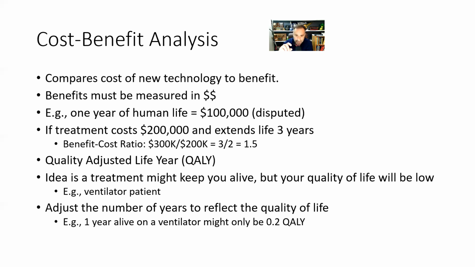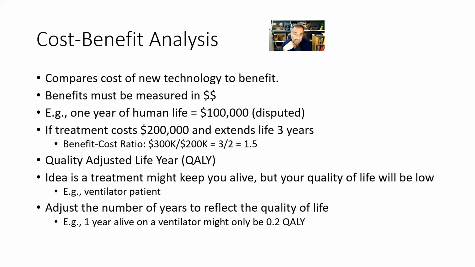So typically even though it's called a cost benefit analysis, we wind up with a benefit cost ratio where we put the benefit in the numerator and the cost in the denominator. And we say, if it's greater than 1, right? So in this case, if we have a $300,000 benefit, if we extend life for 3 years, assuming a life is $100,000 a year, and that's kind of the standard economic assumption. So if we can extend life by 3 years, that's worth $300,000. If the cost is $200,000, we have a cost benefit of 1.5.